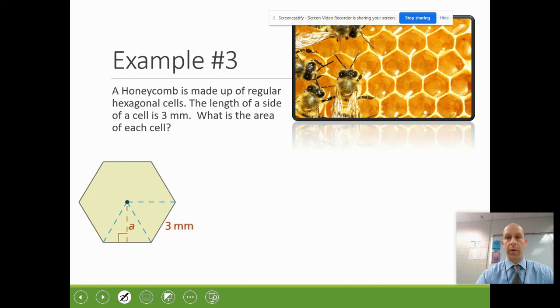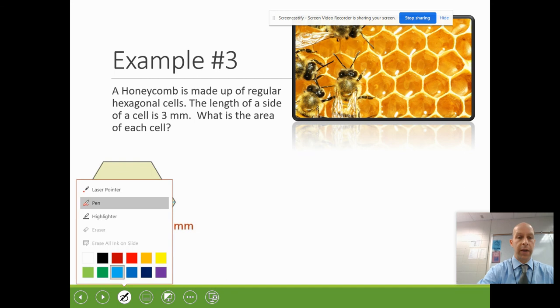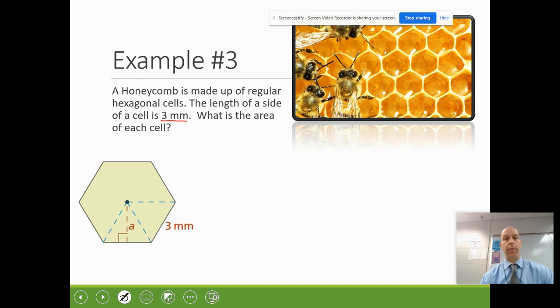All right, last example. So hopefully you guys realize where honey comes from. It comes from something called a honeycomb. And here I've got an actual picture of some bees and some honeycomb. And it turns out that each of those cells are what we call a hexagonal shape. In other words, they have 6 sides. And they tell us that the length of each side of these hexagonal cells is 3 centimeters. And they want us to determine the area of each cell. So they want us to find the area, if you will, of this one honeycomb cell.